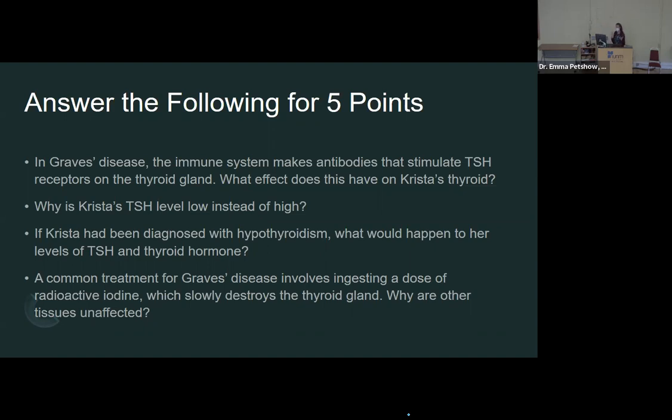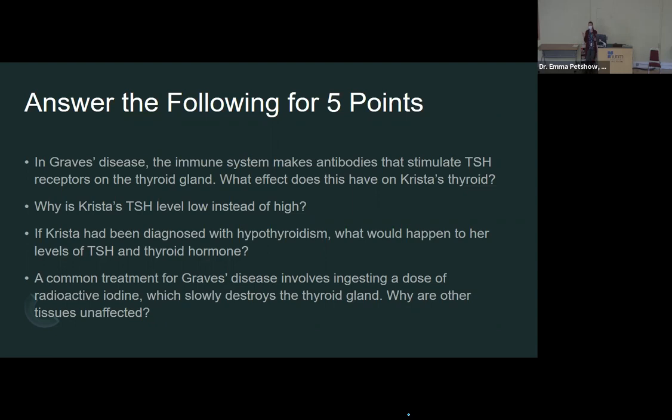And then common treatment for Graves is that radioactive iodine, which destroys the thyroid gland. Why are other tissues not destroyed as well? Good, right? If it looks like a horse, it's probably a horse, yeah?